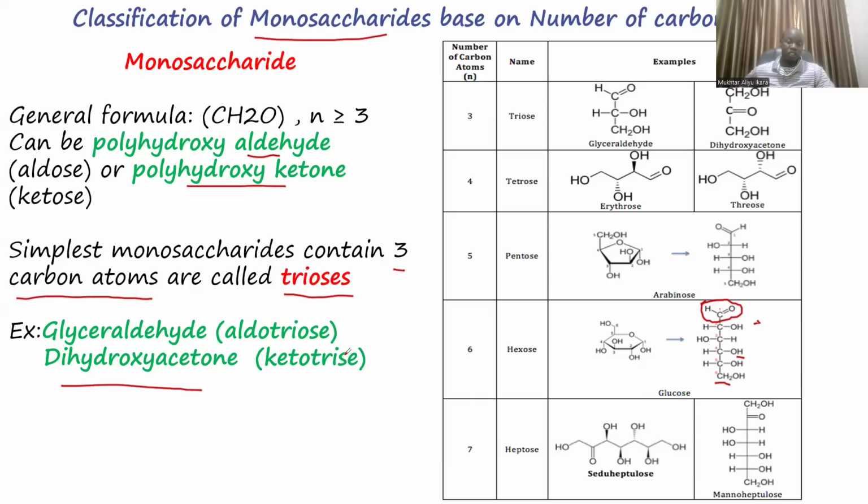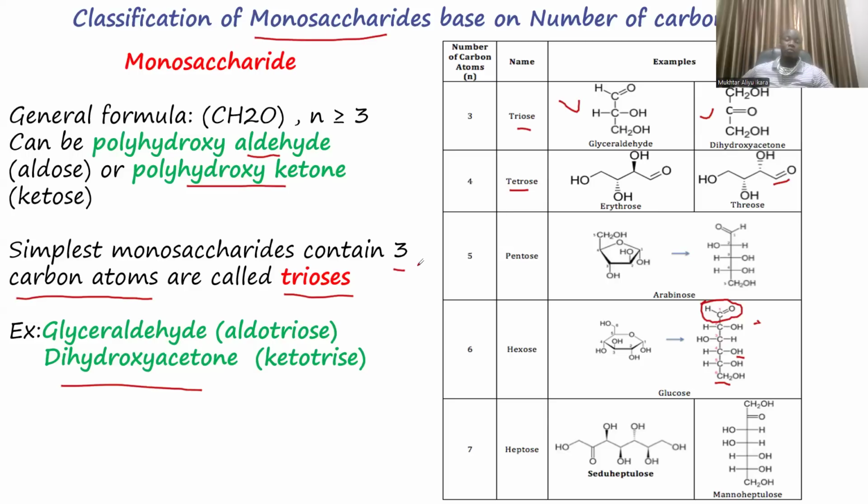So ketotriose means they have a ketone functional group. This is the typical example of glyceraldehyde, and this is dihydroxyacetone. These are examples of trioses that have 3 carbon. And then we have tetroses, those sugars that have 4 carbon. Examples of tetroses are erythrose and threose. The erythrose has an aldehyde functional group, while the other has a ketone functional group.